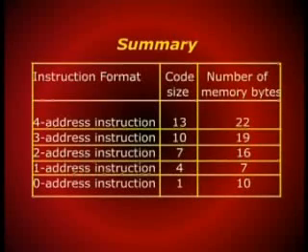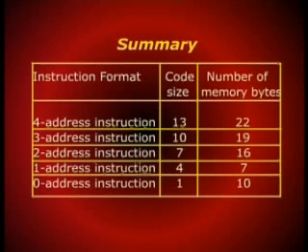If we compare all these 5 examples, the summary is given in the next table. The first column just indicates the instruction format, the second column gives the code size, and the next column gives the memory bytes accessed. Now one thing is quite clear, that the 4-address instruction requires the maximum code size and the maximum memory bytes to be accessed.